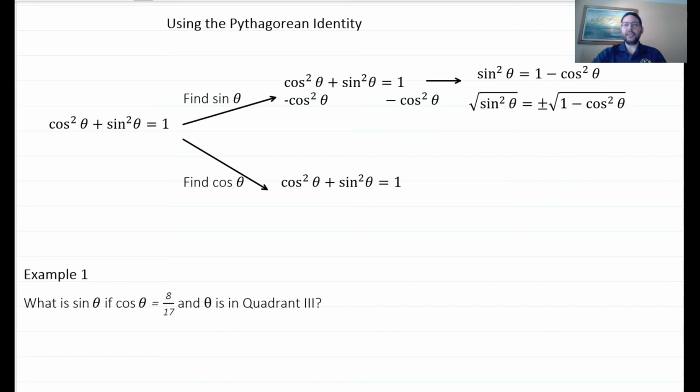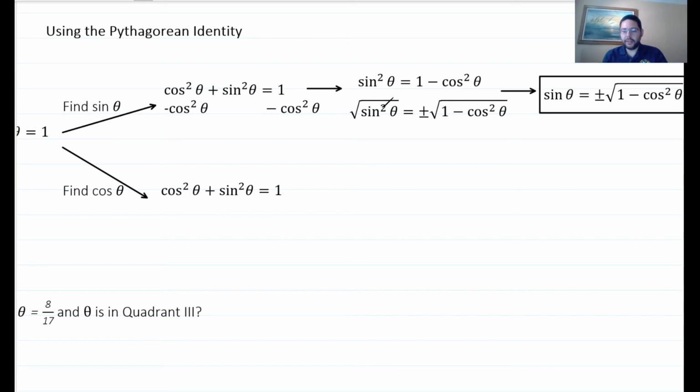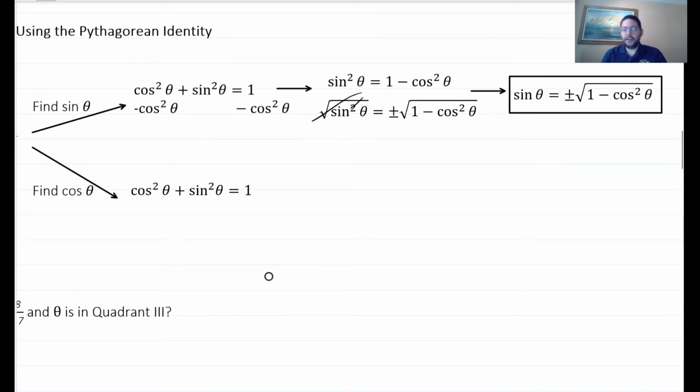Once I subtract the cosine squared, I'm left with sine squared equals 1 minus cosine squared. And so I need to go ahead and take the square root of both sides to get rid of the square. Don't forget that when you take the square root on both sides, you need to include the plus or minus, which is what I included here. Now the square and the square root cancel, leaving us with our identity for sine, which is plus or minus square root of 1 minus cosine squared.